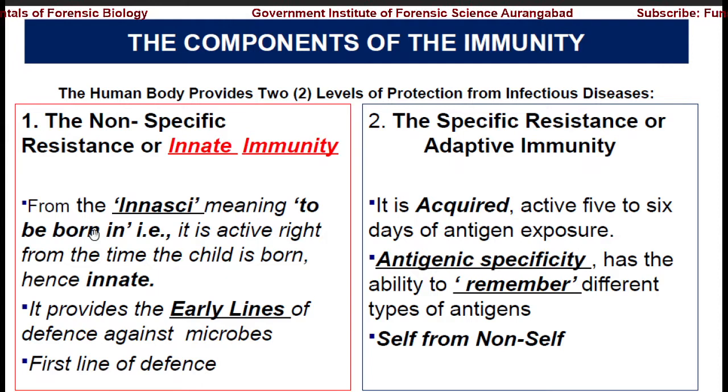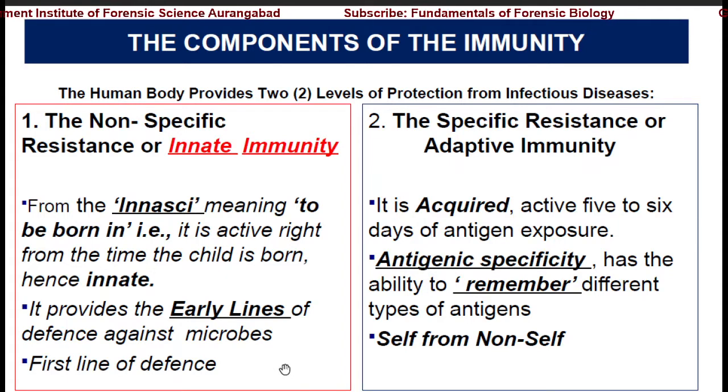Innate immunity comes from the Latin word meaning 'to be born', that is, it is active right from the time the child is born. Hence, we call it innate, or immunity by birth. It provides the early lines of defense against microbes. It is the first line of defense.